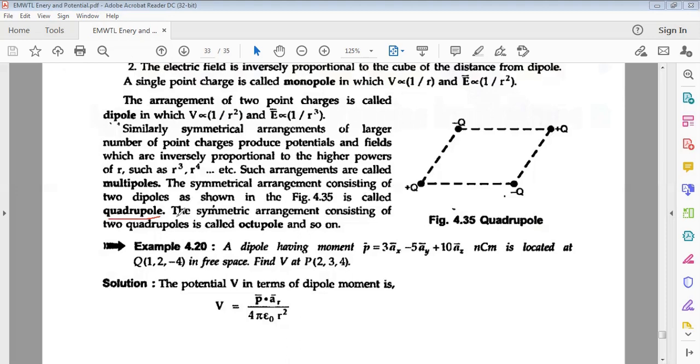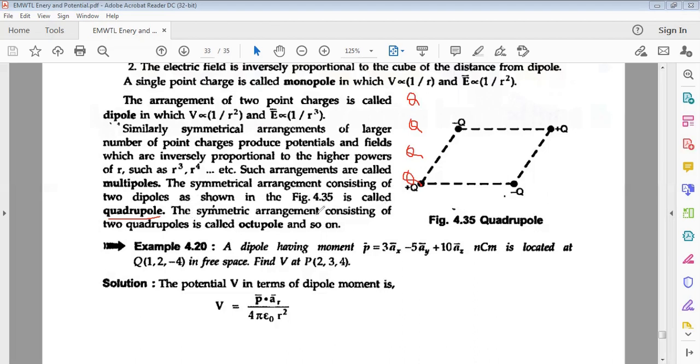Monopole, dipole, multiple pole, and the quadrupole. Quadrupole means there are 4. Understood? For these we have R cube and R power 4. Single charge, double charge, 3 charges, and 4 charges.